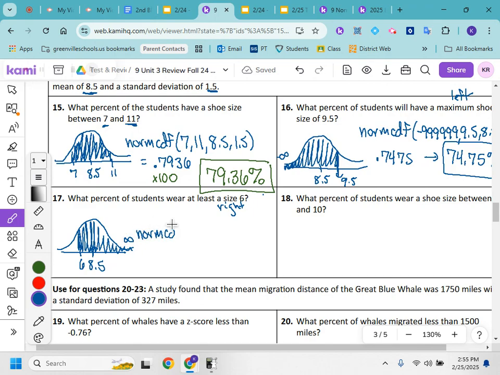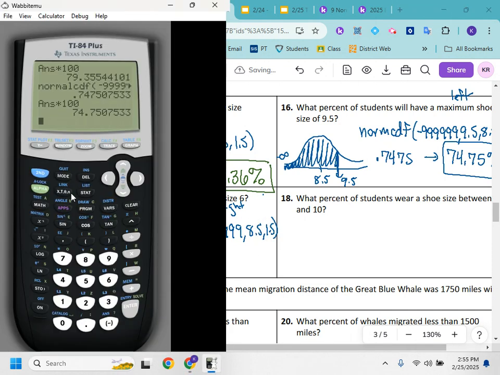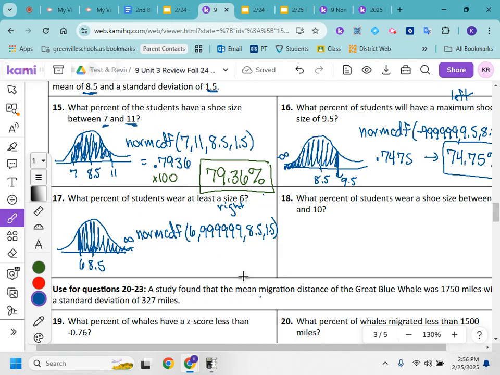So normal CDF, my lower bound, we're starting at 6. I wish I could go to infinity, but I can't, so I'm just going to use a big, big number. And then the mean and the standard deviation. This gives me my area under the curve, and I times it by 100. 0.9522. 0.9522 times it by 100, 95.22%.